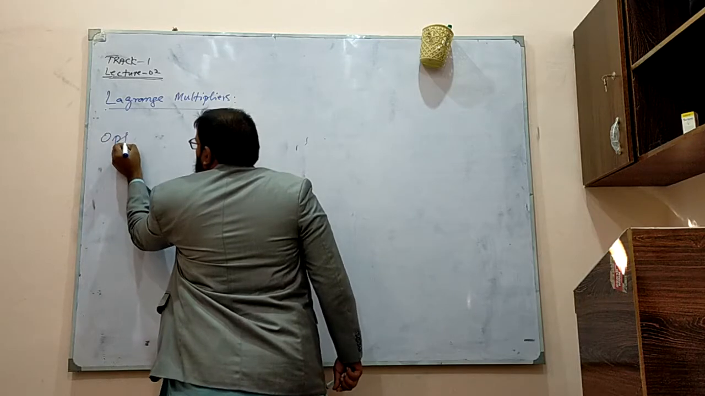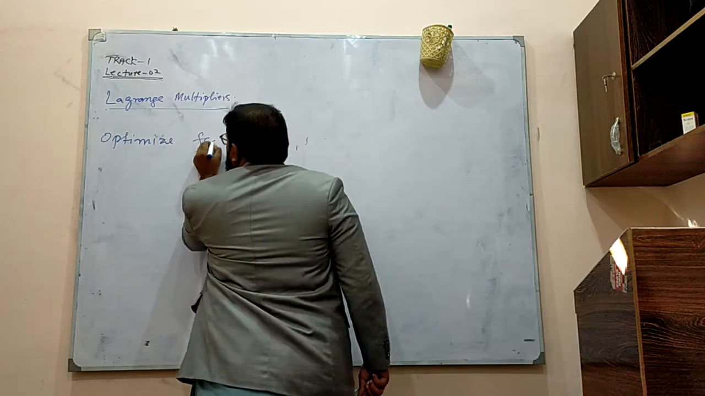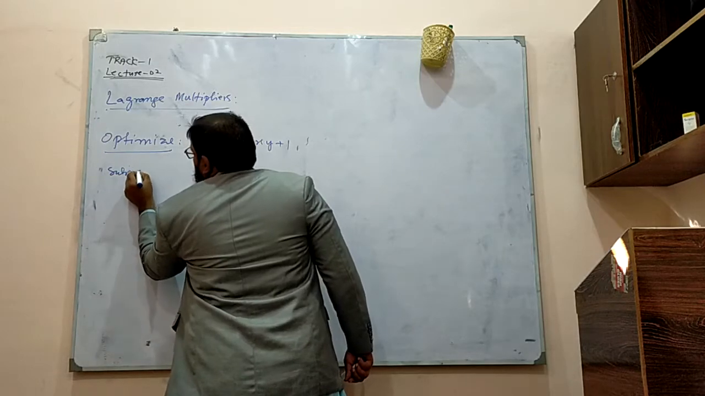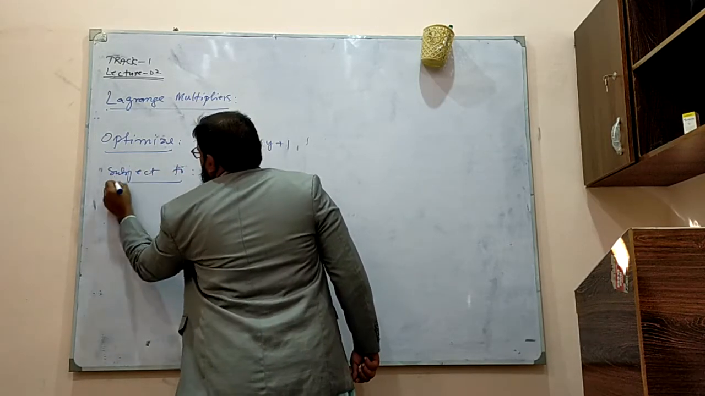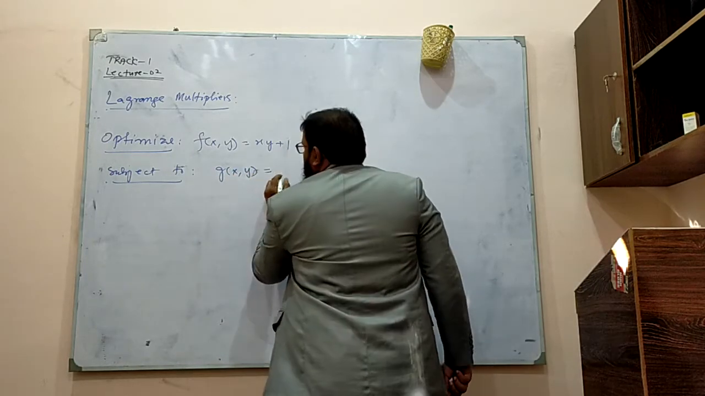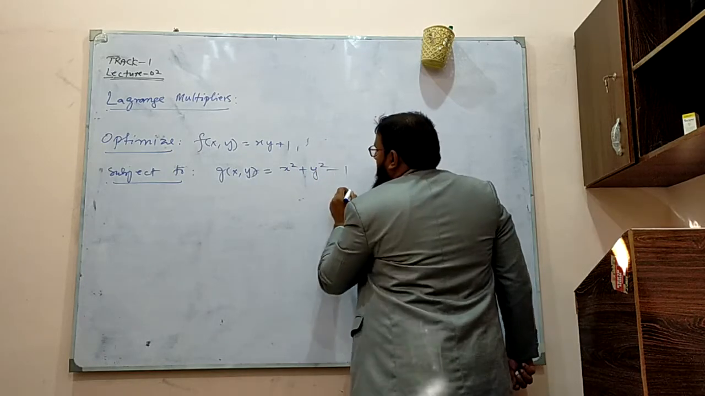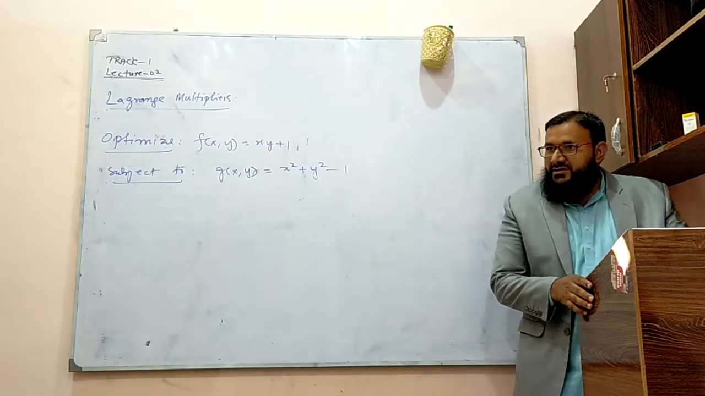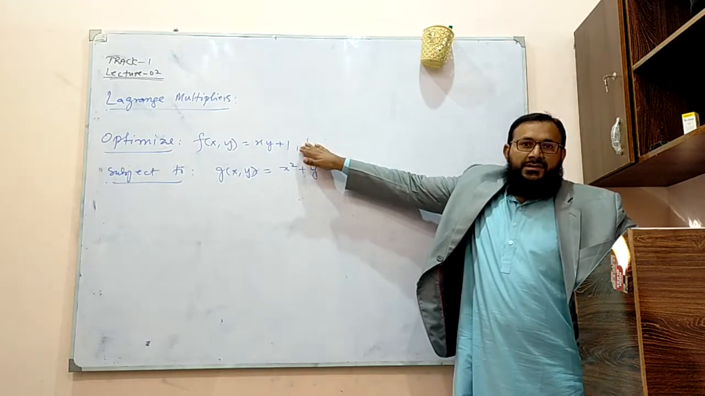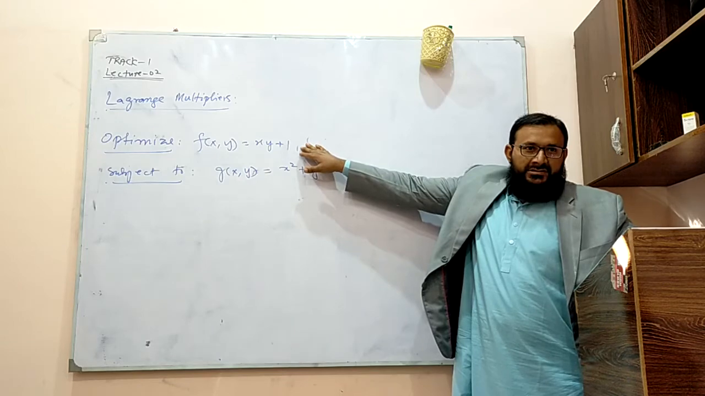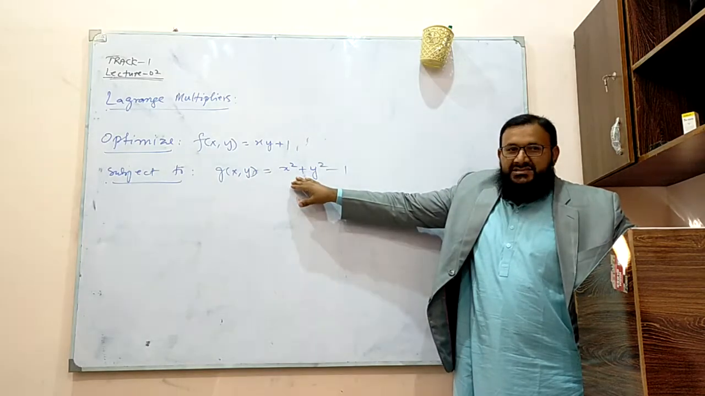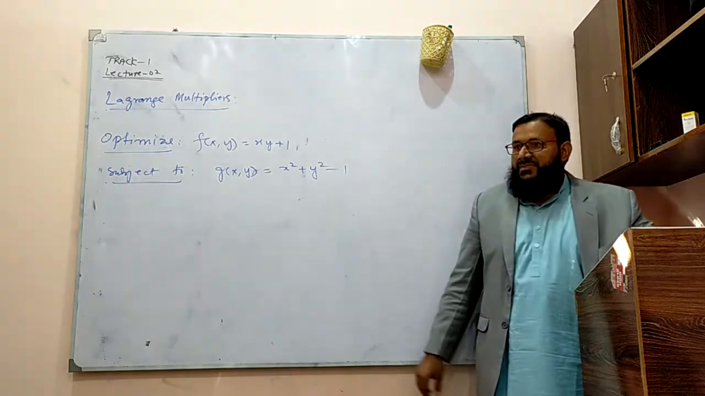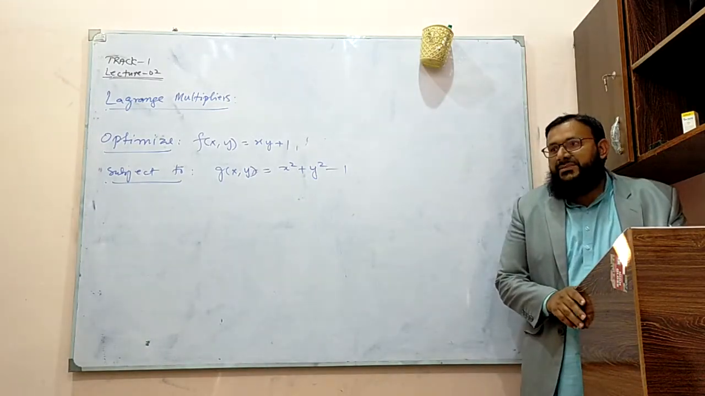Our main goal is to optimize a function. Let's say the function is xy plus 1 subject to some given constraint. Let's say it is x square plus y square minus 1. So constraint means what? Constraint means limitations. You are supposed to find the maximum or minimum value of this function subject to this curve. It means the maximum or minimum value of this function that lies on this surface or on this particular curve. So that is the main idea behind this.